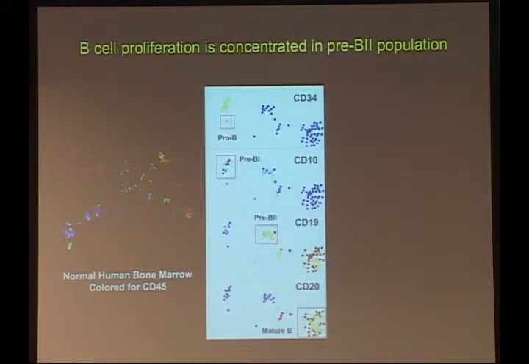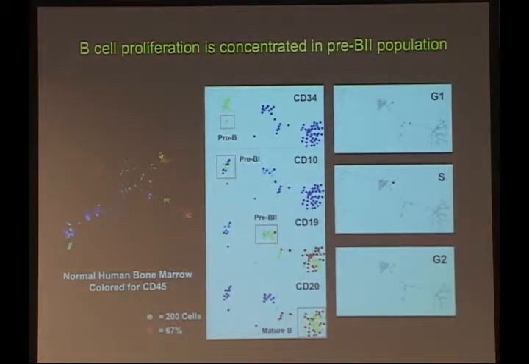We can define pre-B1 lineage that has a lot of CD10, a little bit of CD34, no CD19, no CD20. Then pre-B2, which is starting to get a little bit of CD19, but still has CD10. And then mature cells that have CD10, CD19, and CD20. And then we can look at the cell cycle in those cells at a system-wide level.